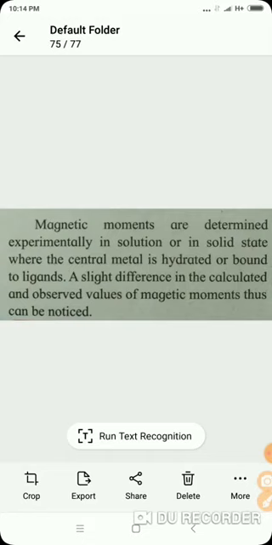As we know, the central metal is surrounded by the ligands in metal complexes. A slight difference in the calculated and observed value of the magnetic moment can thus be noticed. Means when magnetic moments are determined experimentally, there is a slight difference between the observed value and the calculated value.